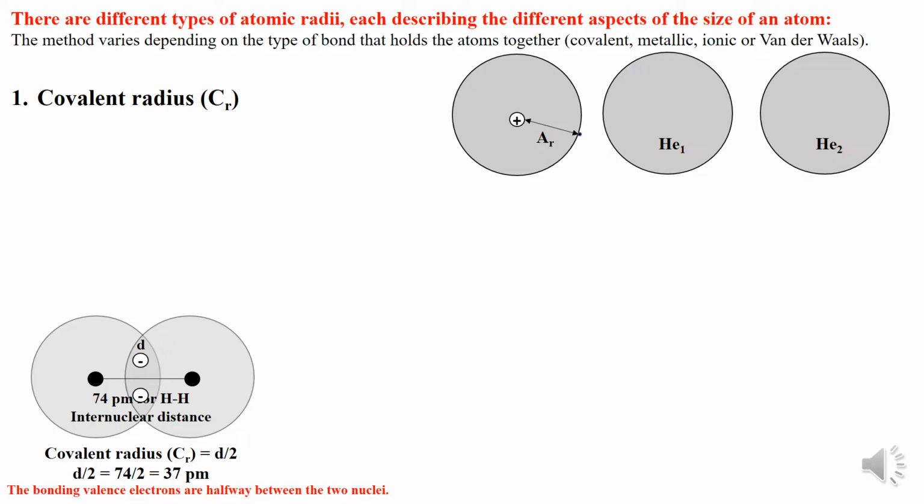So the electron boundary is fixed when the atoms are held together by a covalent bond. That is to say, the electron density or the electron cloud is halfway between the two nuclei. So only when the electron boundary is well defined can you determine the radius of the atom.